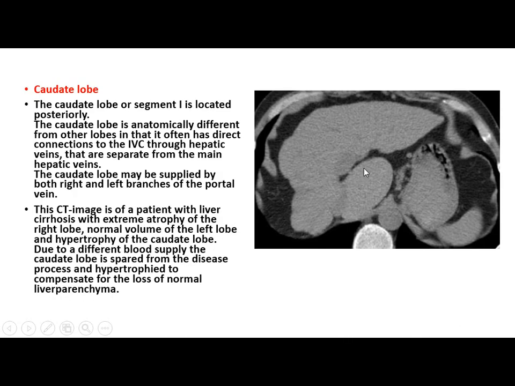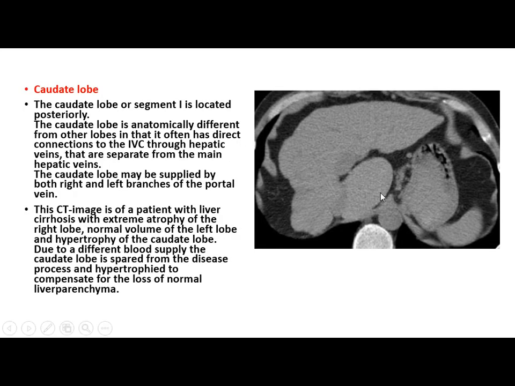This is the caudate lobe, that's right. The caudate lobe is anatomically different from other lobes of the liver. It has a direct connection to the inferior vena cava through the hepatic vein and is separated from the main hepatic vein. The caudate lobe may be supplied by the right and left branches of the arterial supply, and the left and right branches of the portal vein.